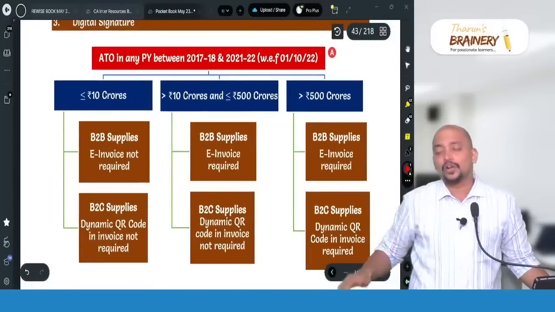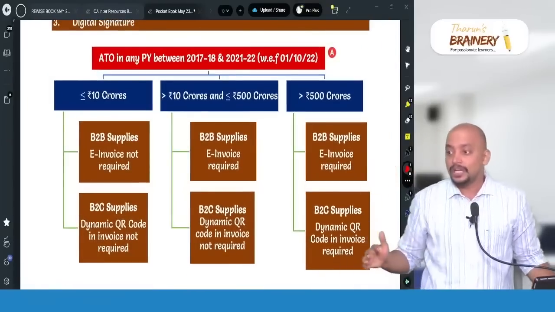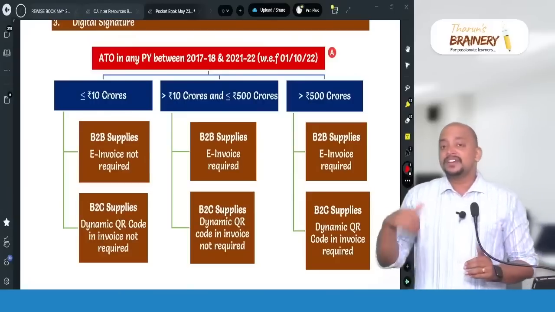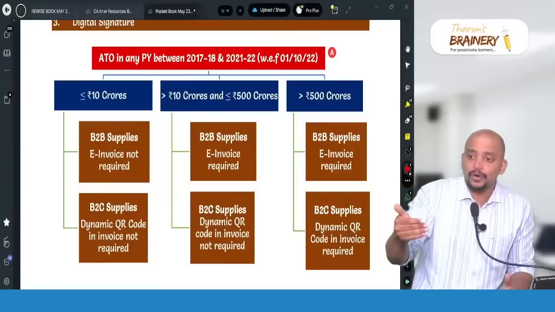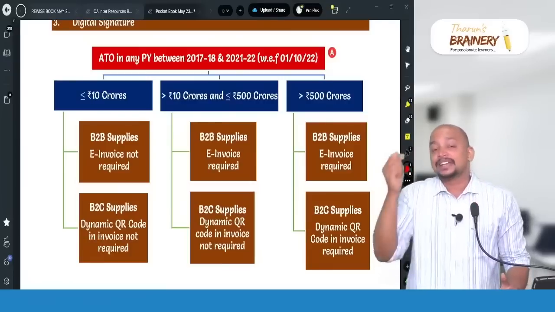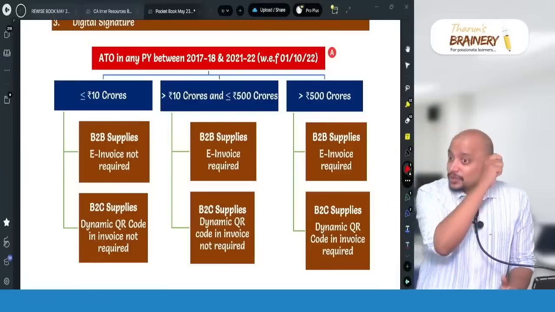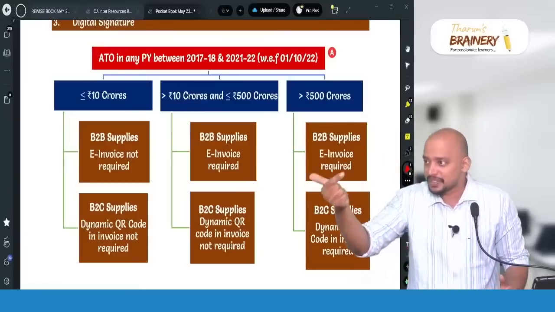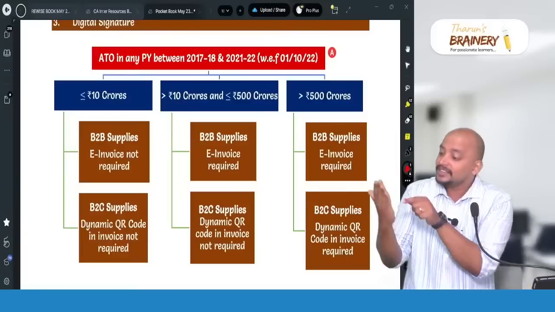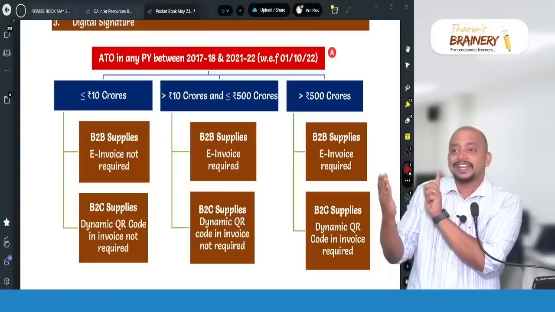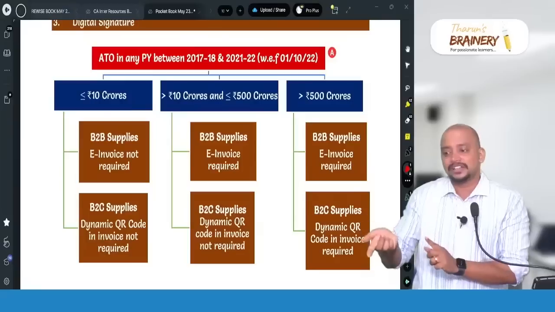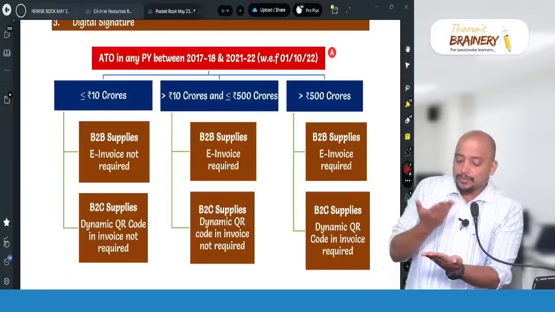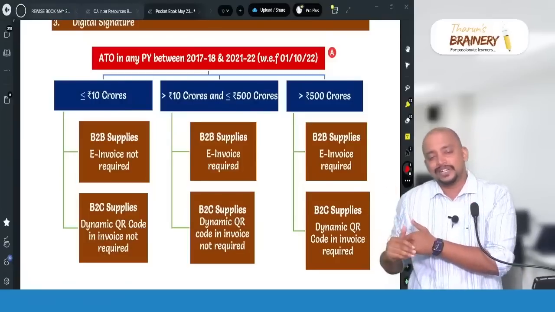And there is something called dynamic QR code. Dynamic QR code means whenever we are collecting the payment from the recipient, by scanning the QR code only we need to collect the payment, and that QR code is not a static QR code, it will be a dynamic QR code, which means the moment you scan it, the amount also will come, we can directly make the payment. But with a static QR code, when you scan, you need to enter the amount.